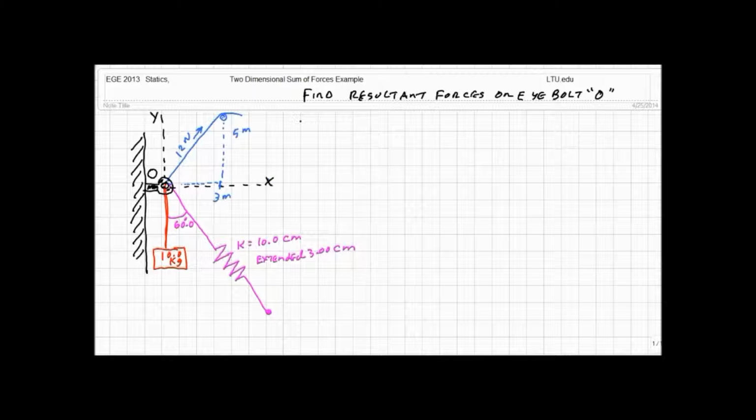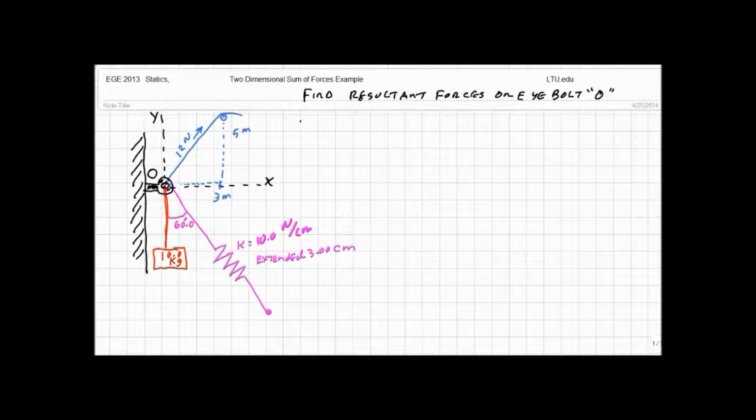In purple, we have a connection through a spring going right here, and the spring has a spring constant of K equals 10.0 newtons per centimeter. And we have also hanging from this hook, we have a weight that is 10 kilograms just hanging straight down in red, okay? So let's start sorting this out.